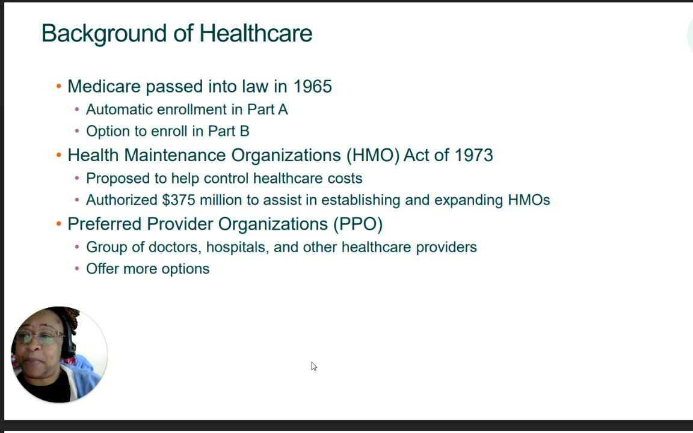Next, Medicare passed into law in 1965 with automatic enrollment for Part A and optional enrollment for Part B. In 1973, the HMO plan, which is the Health Maintenance Organization, started, and it was proposed to help control healthcare costs. It authorized 375 million to assist in establishing and expanding HMO plans.